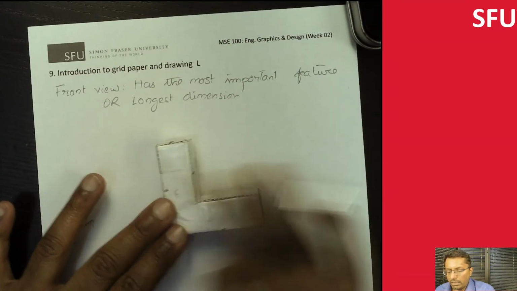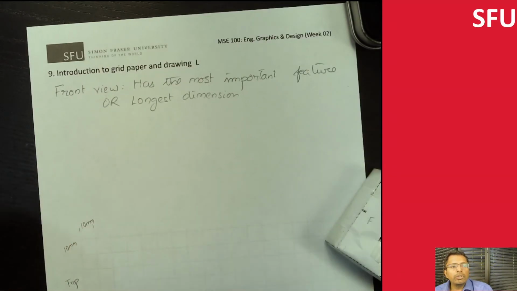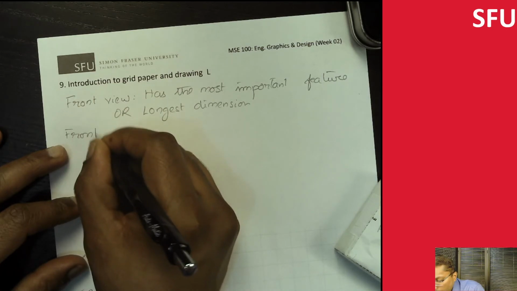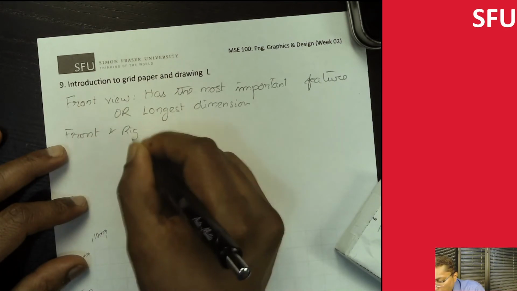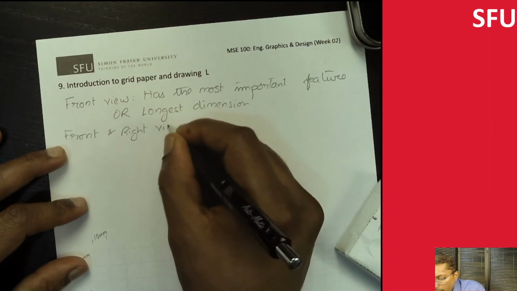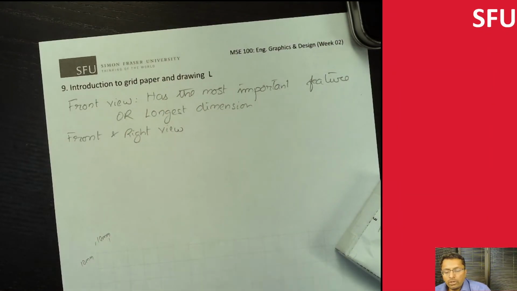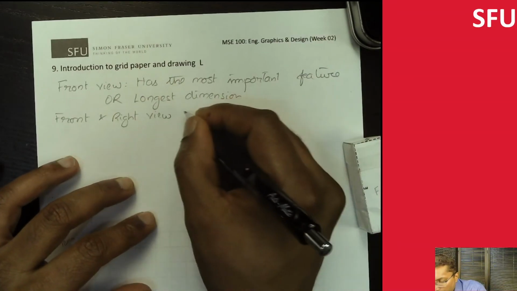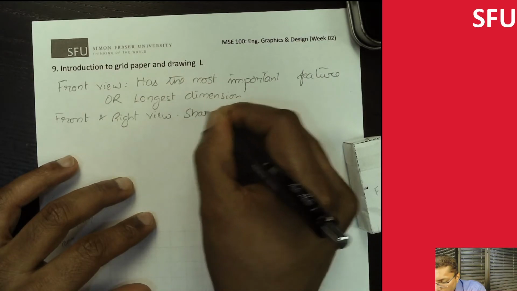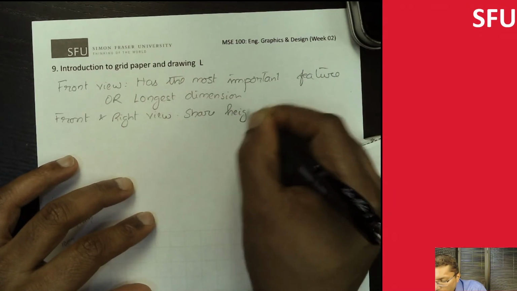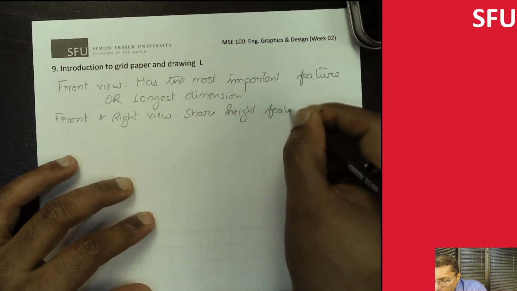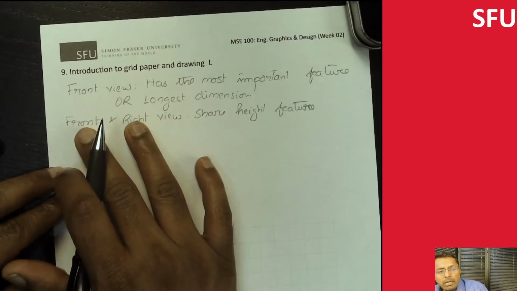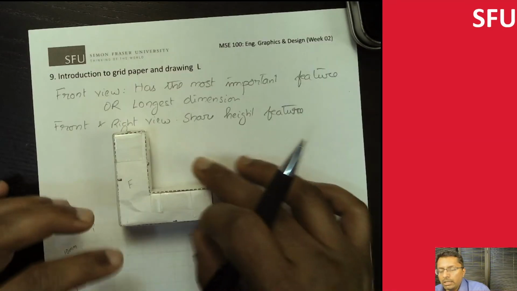If I look at the front and the right side view, I can make some comments. So the front and right views, what are they going to share? They're going to share this, which I call the height of the object. So these are going to share the height feature. And similarly, I can do the same thing between the front and the top view.